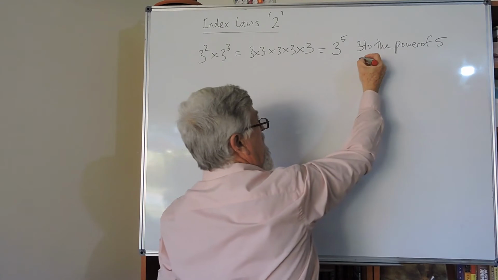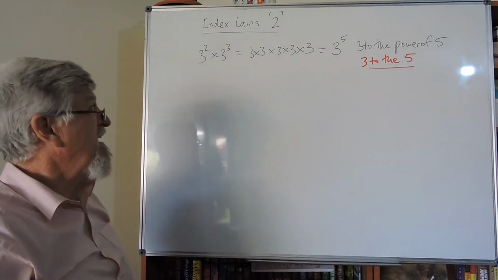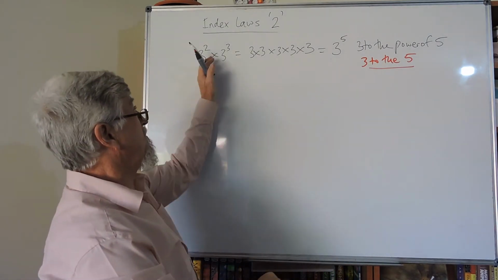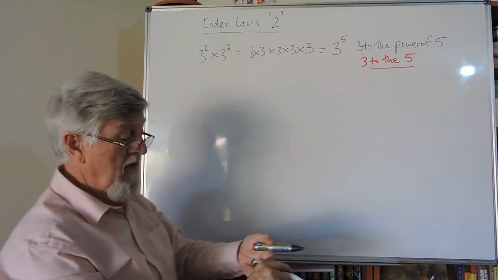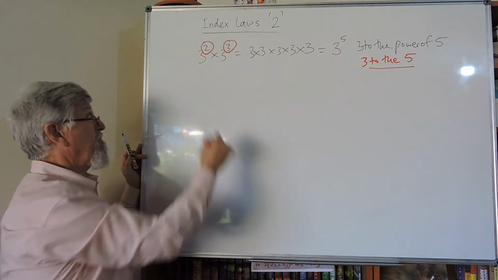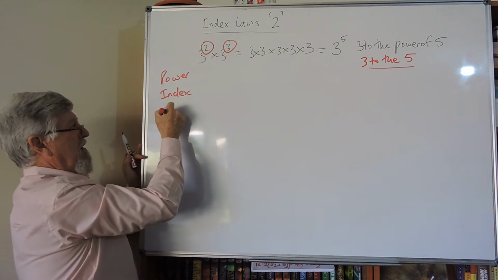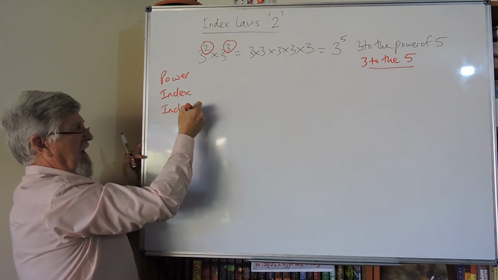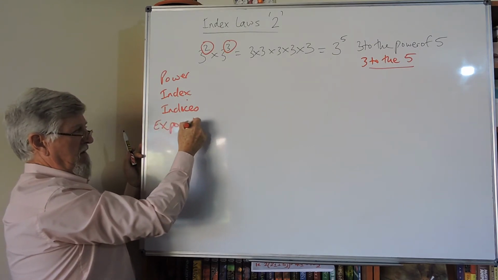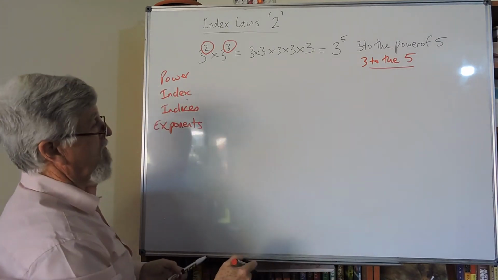And a lot of people say 3 to the 5. Nice little shortcut. If you just say 3, 2 and 3, 3, it doesn't make sense. But if you say 3 to the 2 and 3 to the 3 is 3 to the 5. So these numbers here are the indices. People talk about power. They'll talk about index. In plural, they're called indices. And in a lot of countries, they'll talk about them as the exponents. People haven't agreed on it, and even in me talking about it, I'll change the words.